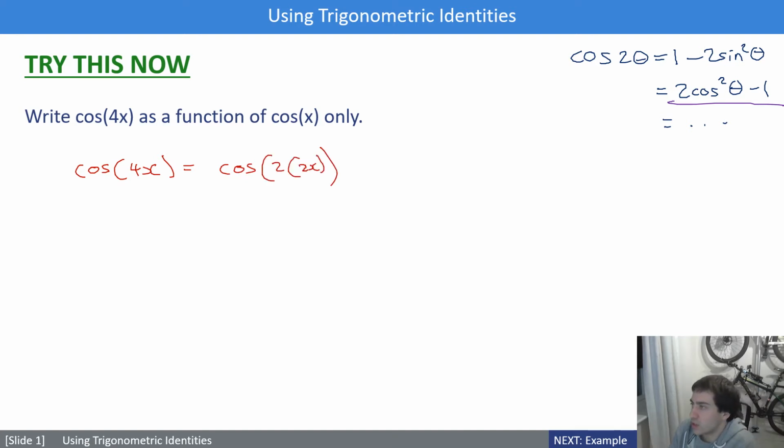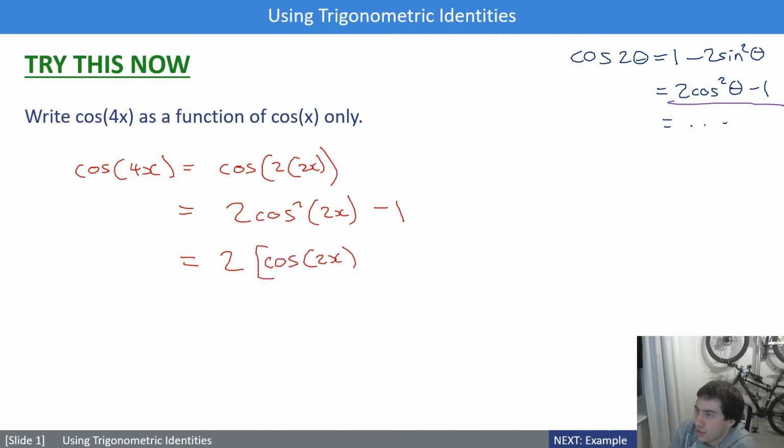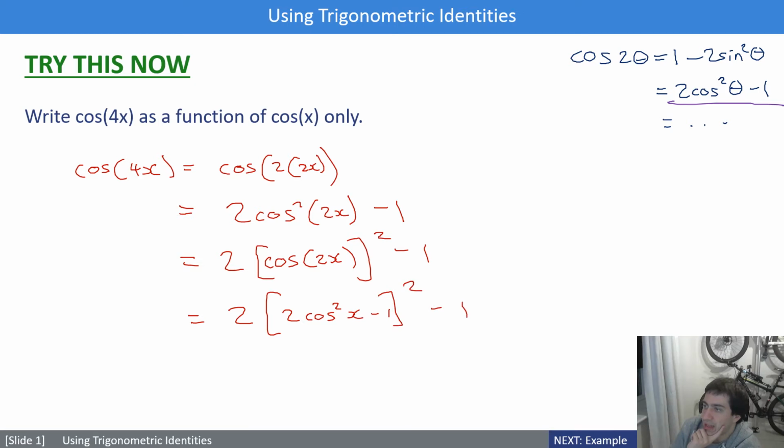So now it's converted to a double angle. And then cos of 2 times something is equal to 2 cos squared of that something, which is 2x, minus 1. And then we're going to repeat ourselves a bit. So now we've got 2 times cos 2x, which is squared, effectively, minus 1. So let's replace that again with 2 cos squared minus 1. So now we've got this. And we're slowly getting there.